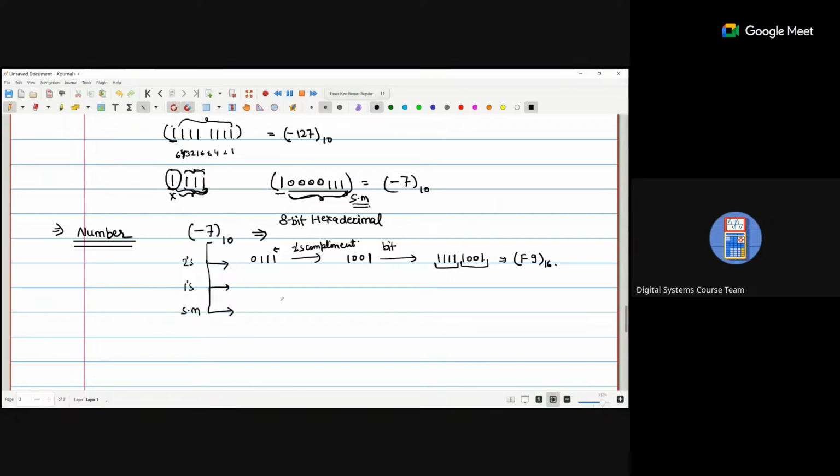If we are talking about the ones complement, first we represent 7, then take the ones complement, then the bit extension. Now make groups: this is a group of 4, this is a group of 4, starting always from the right, not from the left. Okay, groups will be from the right. So this is F and 8.